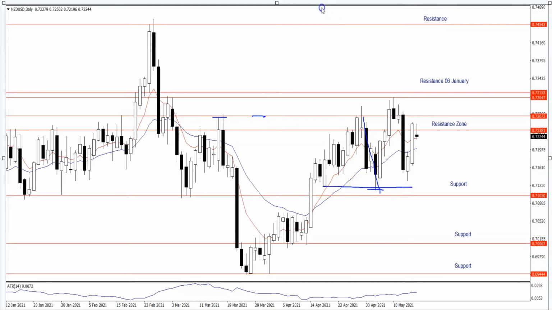And since then, of course, the bulls came back in the market, finding resistance once again at previous resistance at 73047, creating this resistance zone between 73153 and 73047.